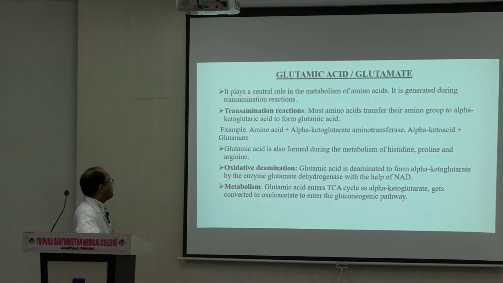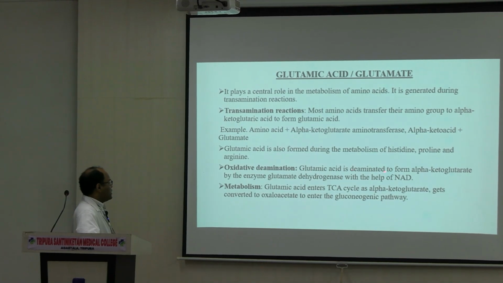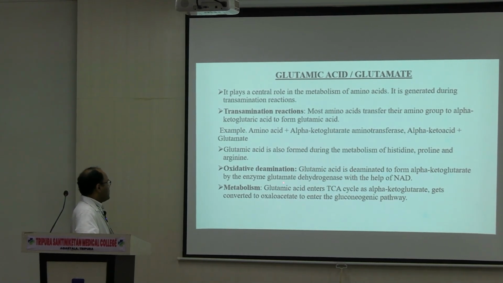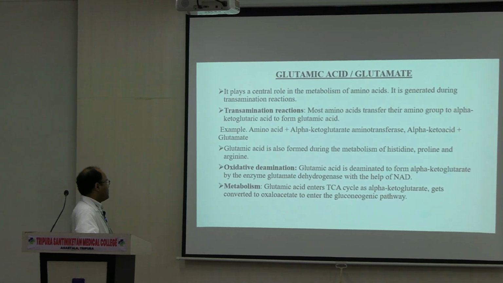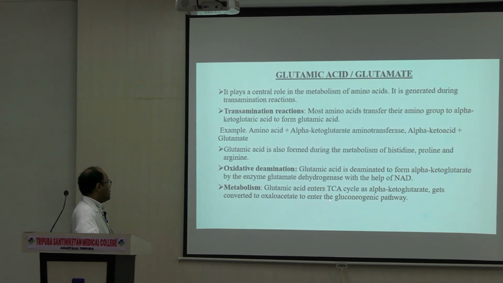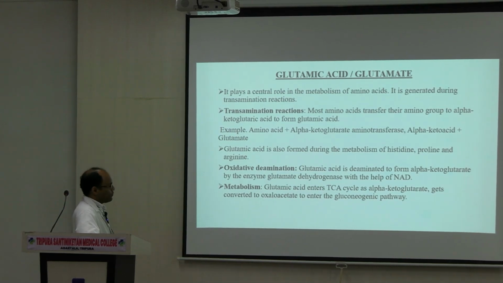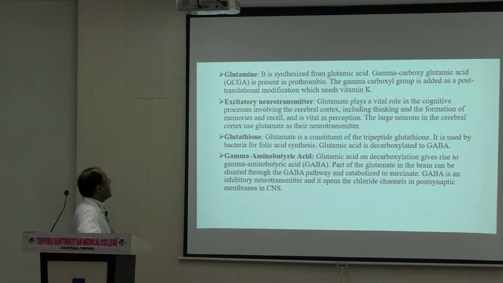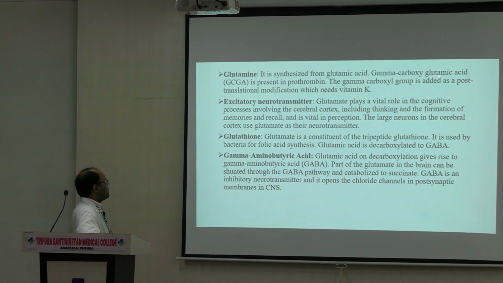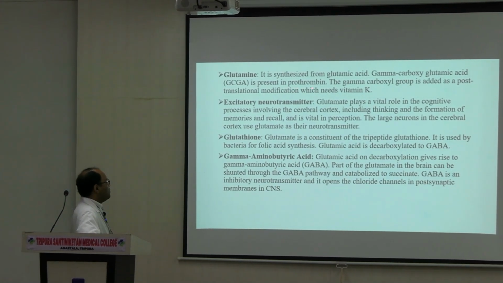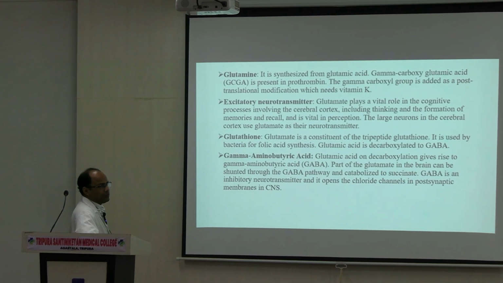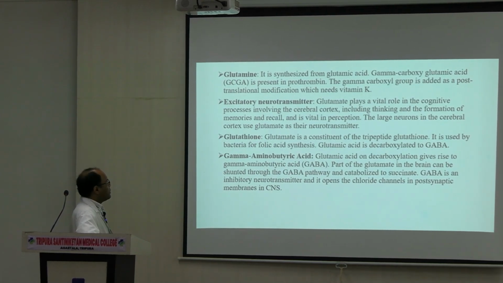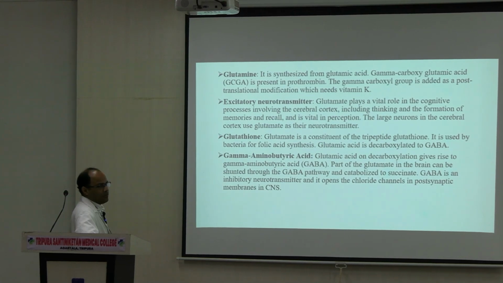Next is oxidative deamination. Glutamic acid is deaminated to form alpha ketoglutarate by the enzyme glutamate dehydrogenase with the help of NAD. Next is metabolism. Glutamic acid enters the TCA cycle as alpha ketoglutarate, gets converted to oxaloacetate to enter the glucogenic pathway. Next is glutamine. It is synthesized from glutamic acid. Gamma carboxy glutamic acid is present in prothrombin. The gamma carboxyl group is added as a post-translational modification which needs vitamin K.